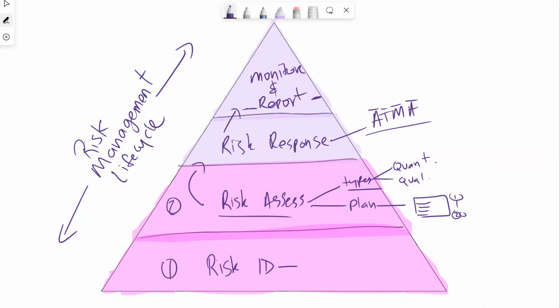Now, they're the four areas around our risk management life cycle: identifying the risk, assessing the risk, responding to that risk, and monitoring and finally reporting actively on those things with our certain stakeholders. The next part of that is our risk management itself. So what's that very first step?